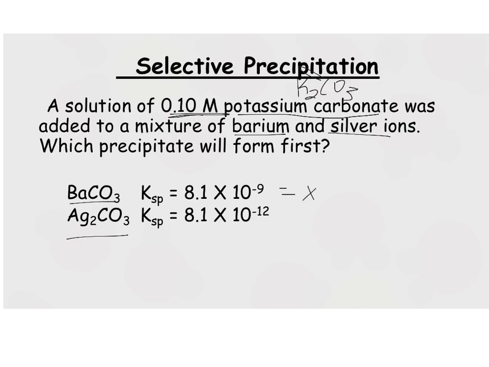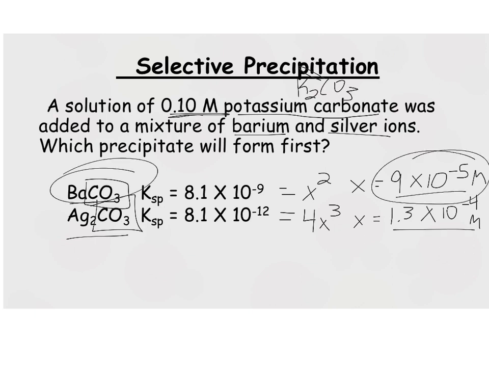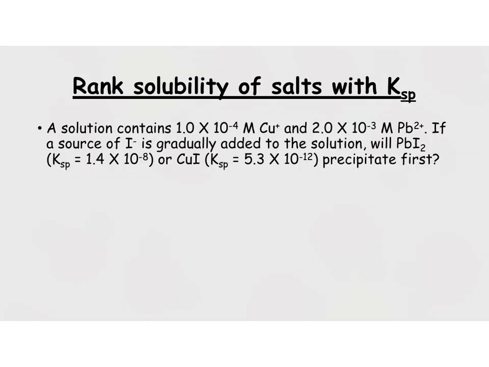All right, so if you were to set these two up in ice tables and then plug it into your equilibrium expression, you would get x squared and 4x cubed. Then when you solve for x for both of these, there you go, there are the solutions. So this is the x value. And since both of the CO3s have a ratio of 1, this is their actual values. So this one has the lower value, so it's the one that's going to precipitate first.